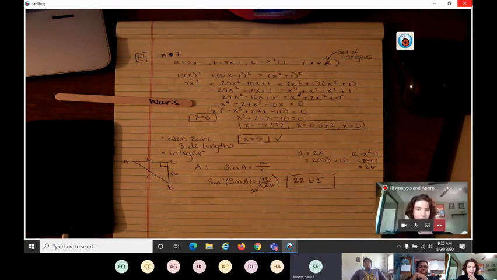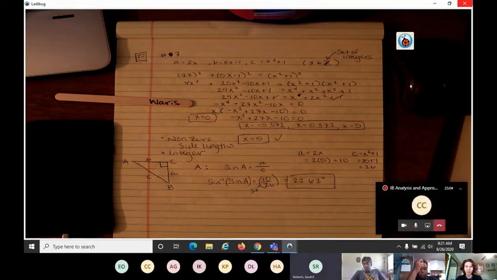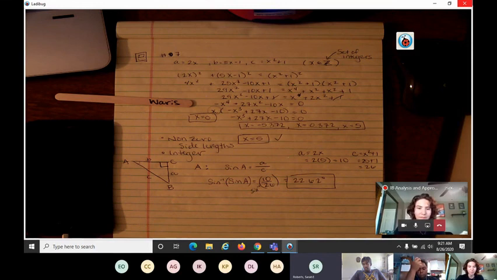All right, what other questions do you guys have about solving? Finding angle B, you would do the exact same process. You could pick whichever trig function you wanted to solve this.